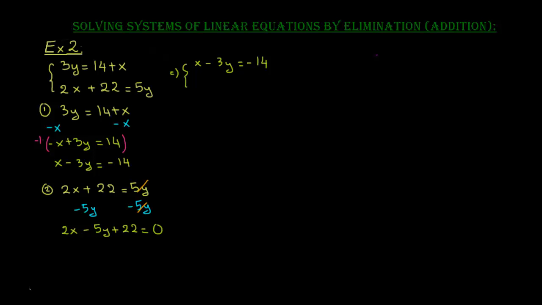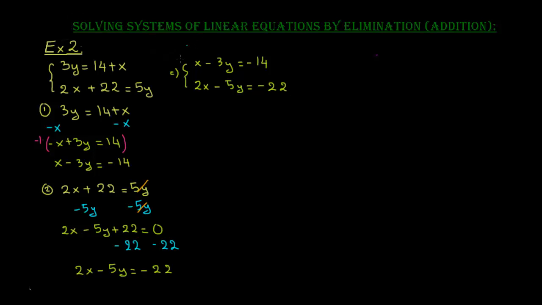Then, as we said, we want x and y to stay on one side and the constant on the other side, so I'm going to subtract 22 on both sides, which gives me 2x minus 5y equal to negative 22. Now the second equation is in the general form, so I'm going to bring it back to the top. So we have 2x minus 5y equal to negative 22.